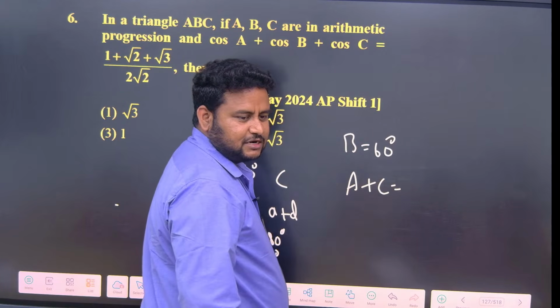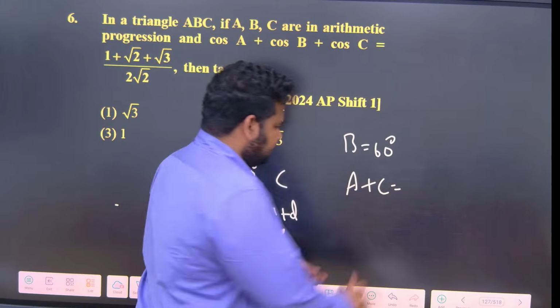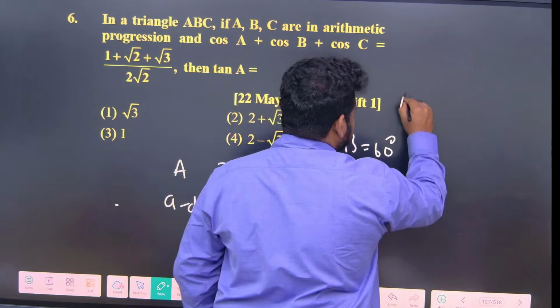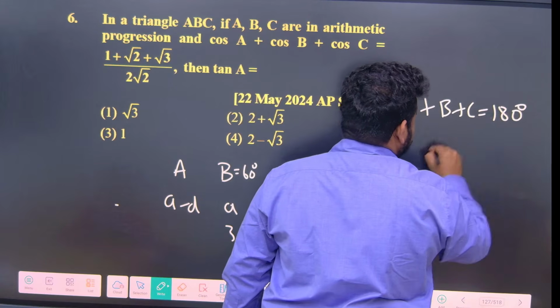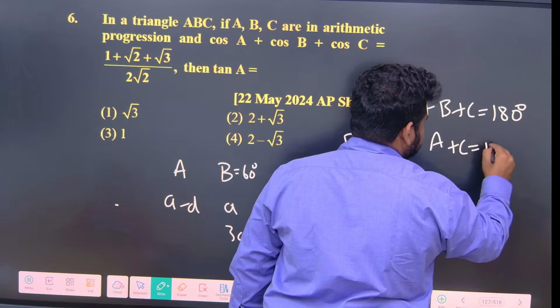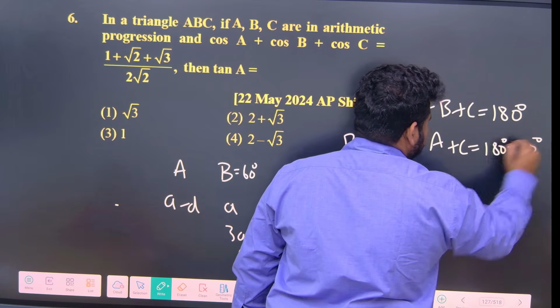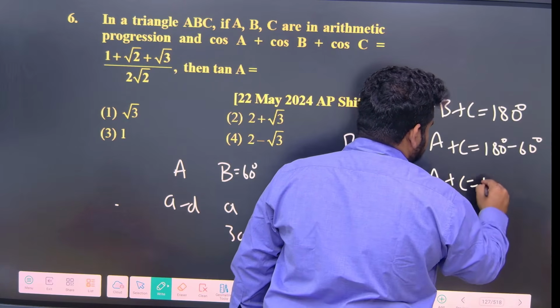180 minus 60 is what? See, we know that. I will write it like theory for you. A plus B plus C is equal to 180 degrees. So A plus C is what? 180 minus B. B is what? 60 degrees. So A plus C is 120 degrees.